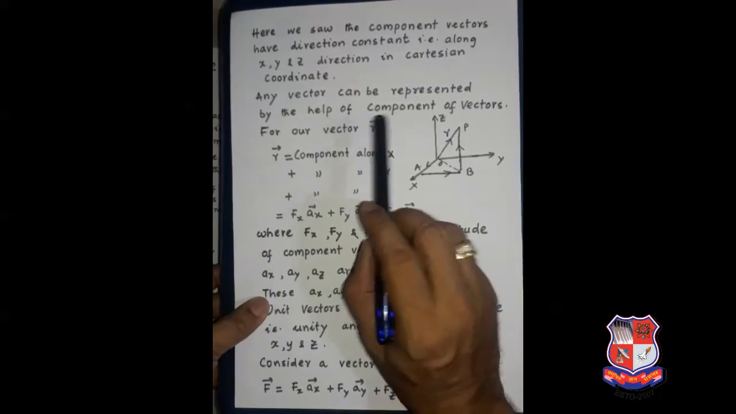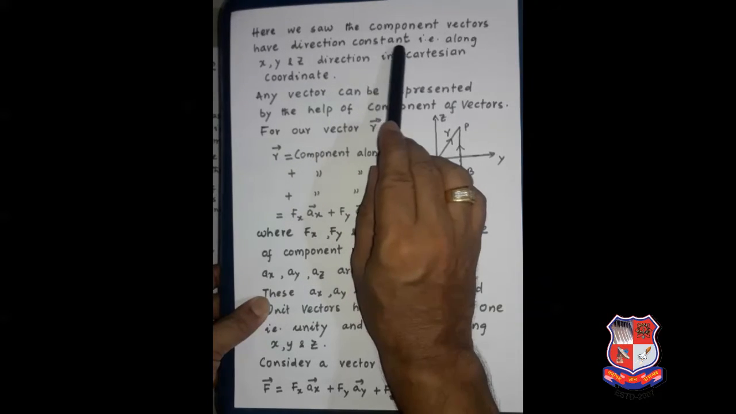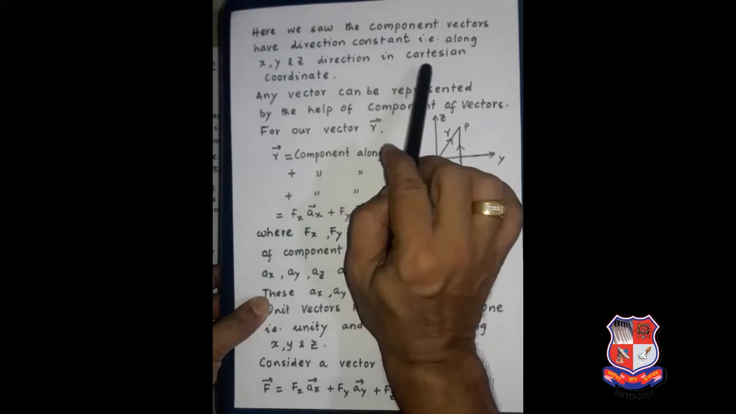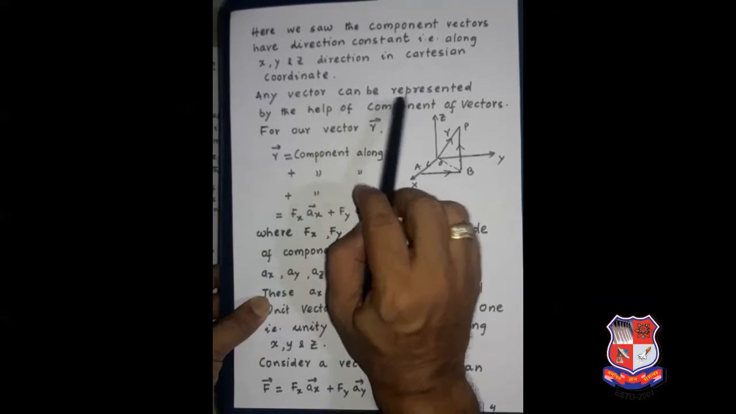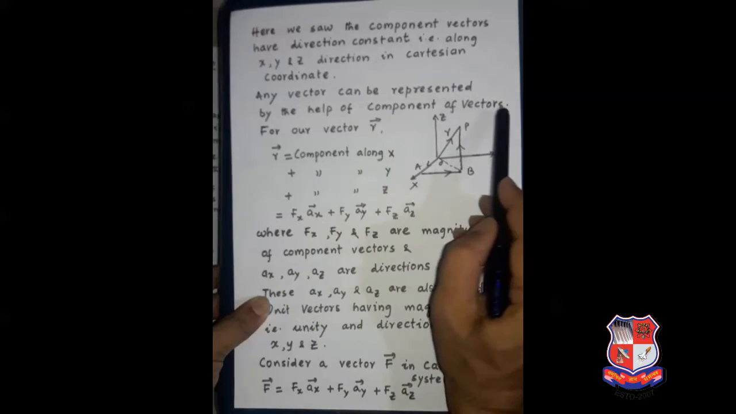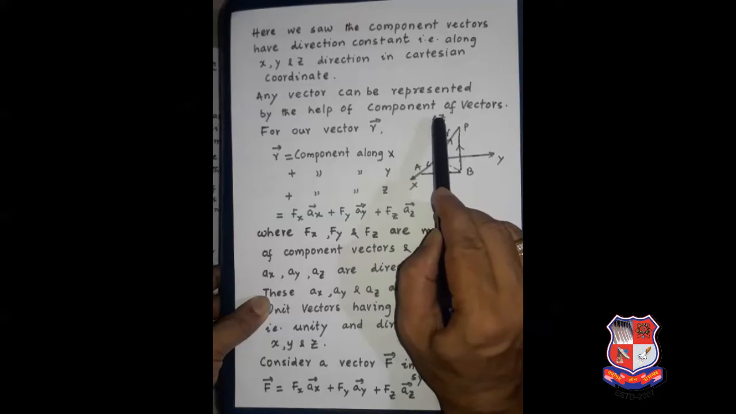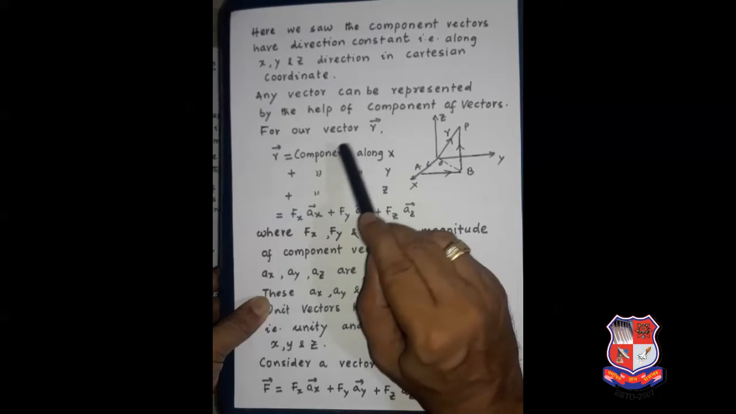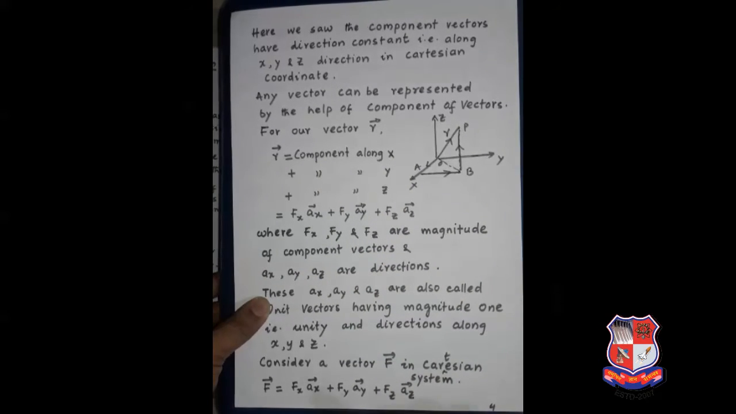So what we saw from the previous figure is that the component vectors have constant directions, that is along x, y and z direction in Cartesian coordinates. So any vector can be represented with the help of component vectors. So what do we mean by component vectors? These are the components of a vector along the 3 different directions x, y, z in the Cartesian coordinate system.